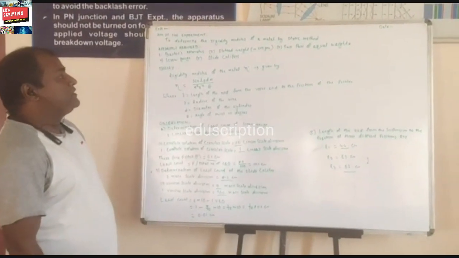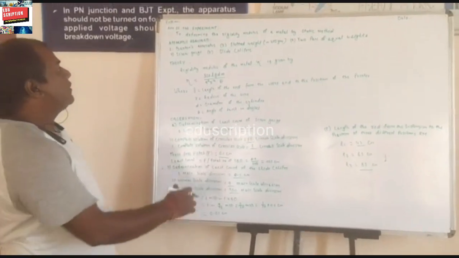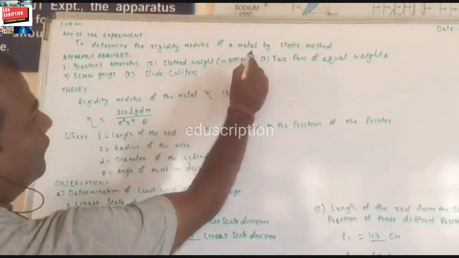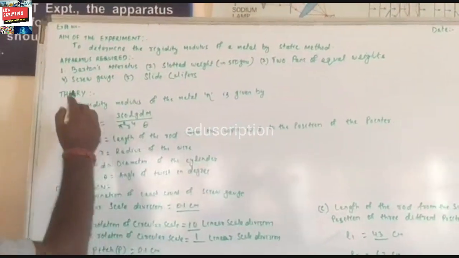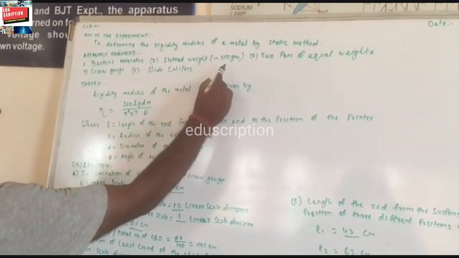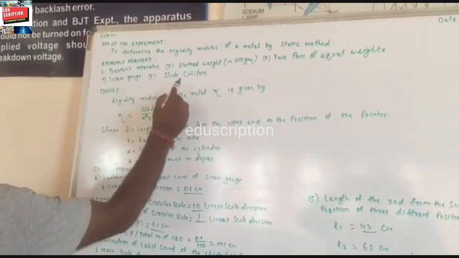Ranjan. Today we will discuss the eighth experiment of your physics lab. The aim of the experiment is to determine the rigidity modulus of a metal by the static method. The apparatus required: Barton's apparatus, slotted weights of 500 grams, 2 fans of equal weights, screw gauge and slide calipers.